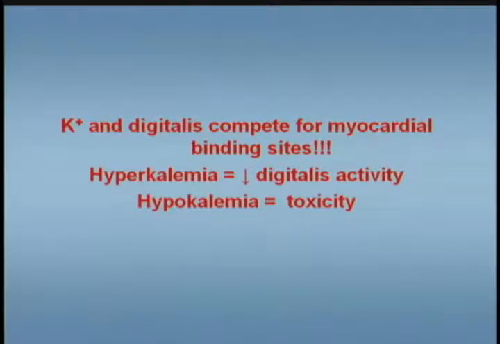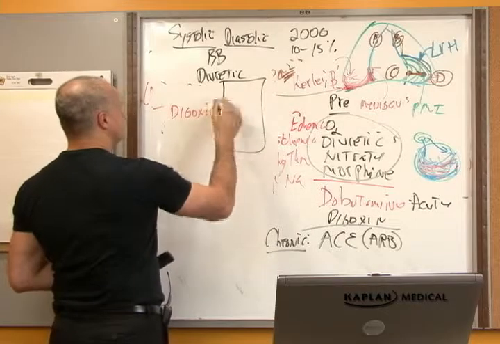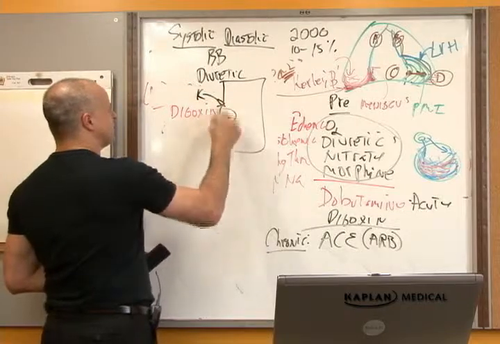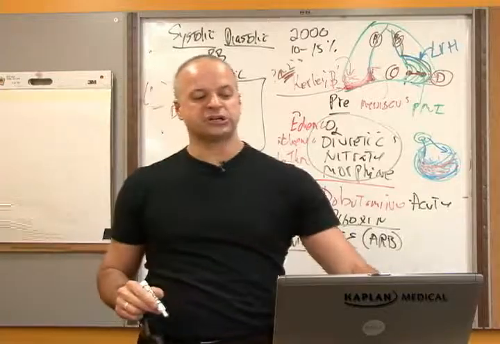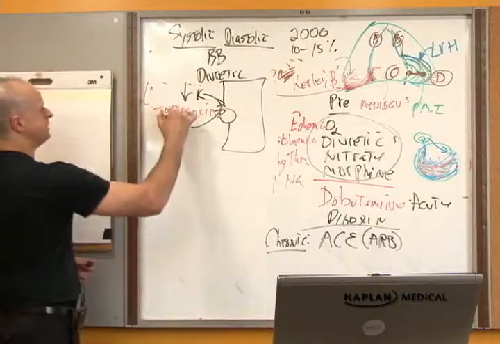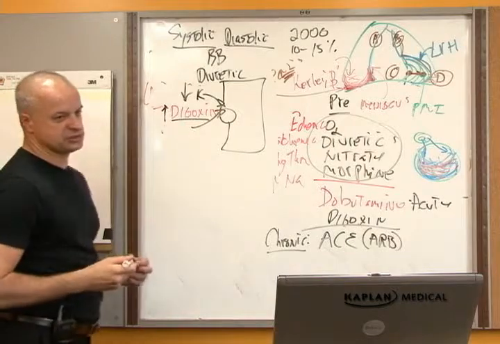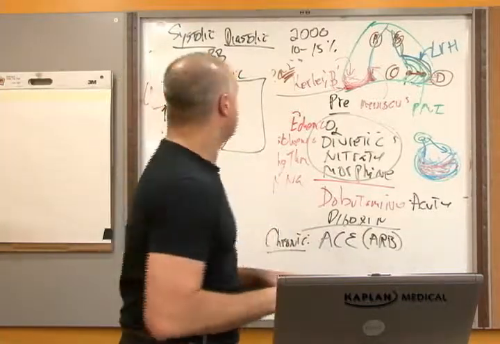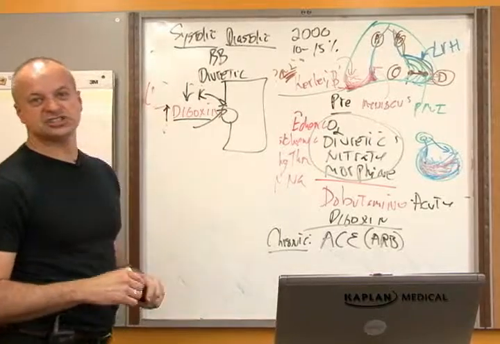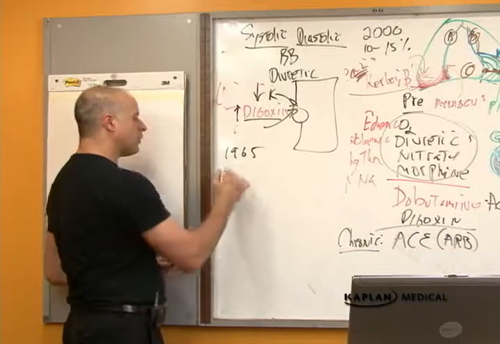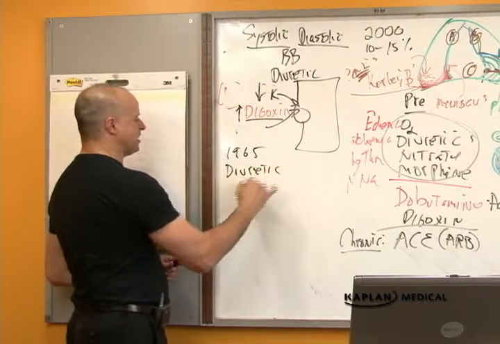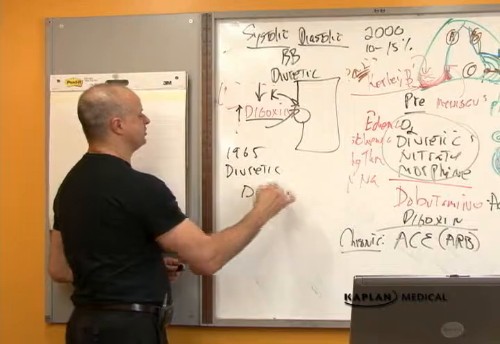Now, the treatment with digoxin works by binding to the sodium-potassium ATPase. Digoxin and potassium are competing for the same binding site. If you have less potassium, you're going to have more digoxin around. More potassium prevents digoxin toxicity. Now, in 1965, all we had was a diuretic, which caused hypokalemia, and digoxin, which therefore developed toxicity.